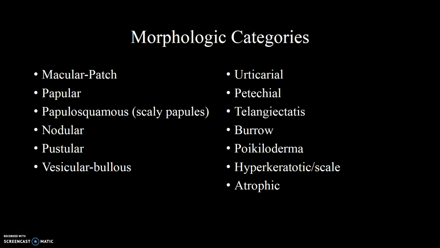They can be a macular patch. They can be macular papular. They can have vesicles and bullae, and they're considered vesicular bullous. So just remember that often we use descriptors because they are more than one thing.